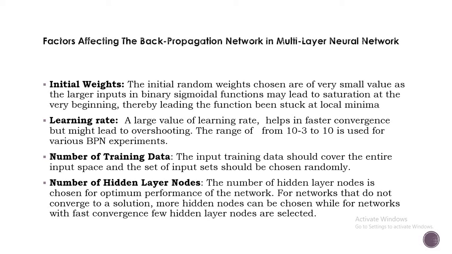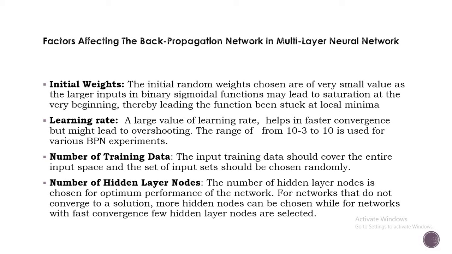Learning rate: a large value of learning rate helps in faster convergence but might lead to overshooting. The range from 10 raised to minus 3 to 10 is used for various backpropagation experiments. It is a range that can be used for the learning rate.